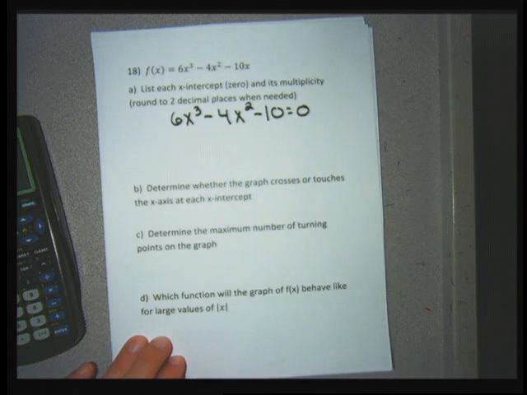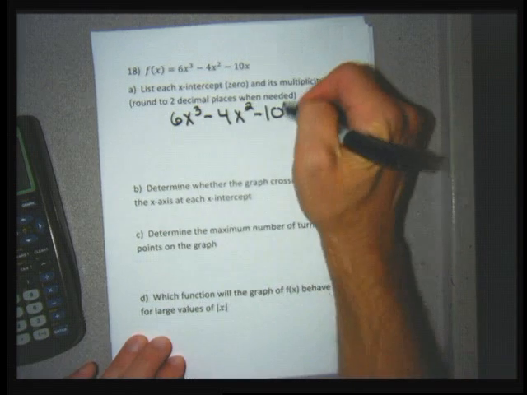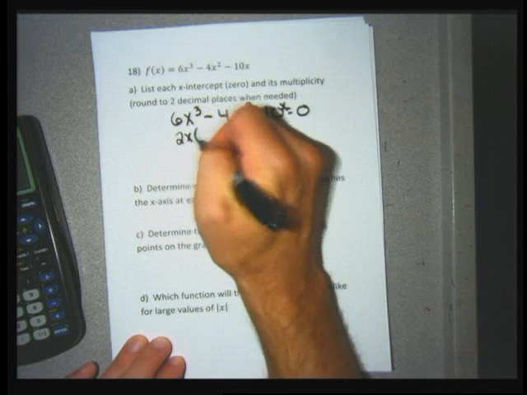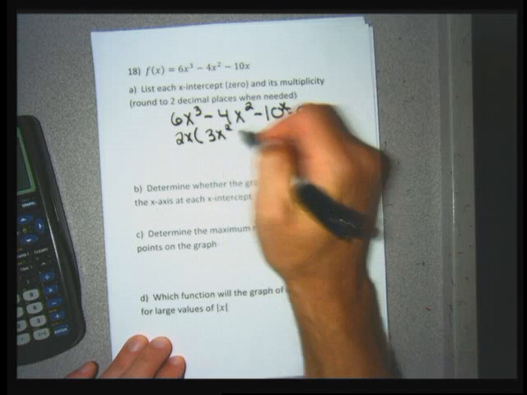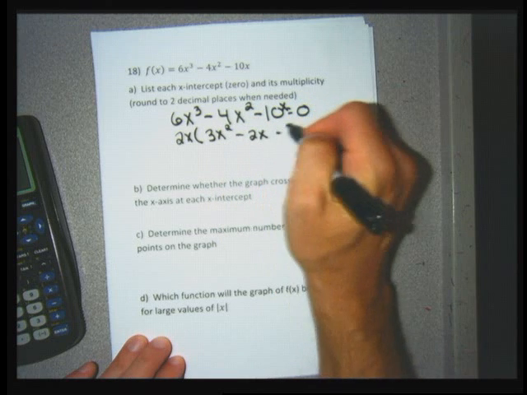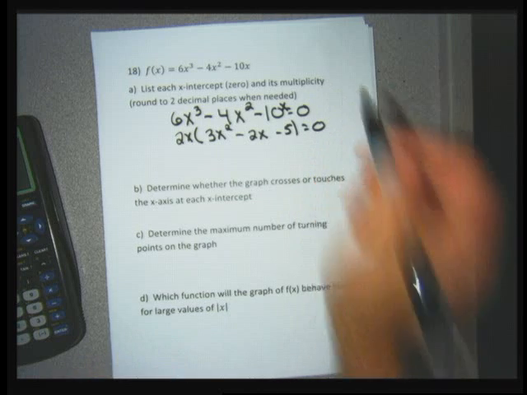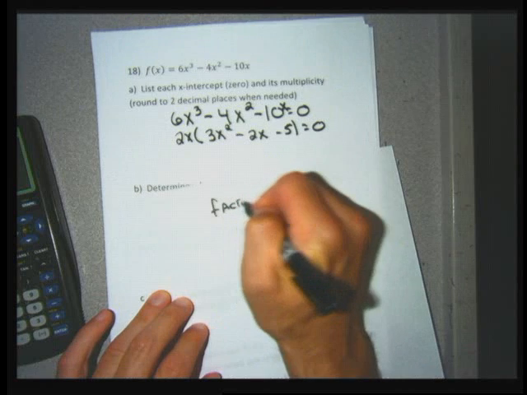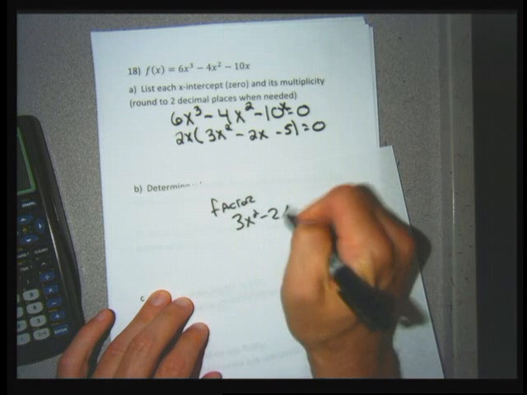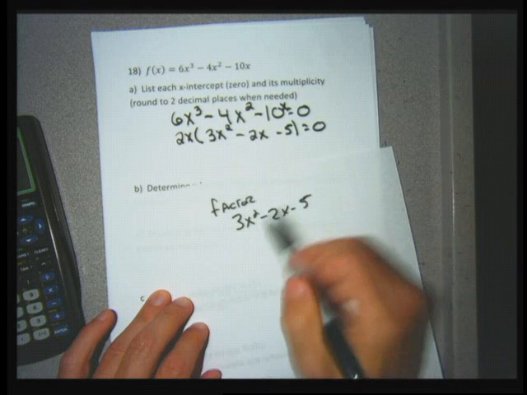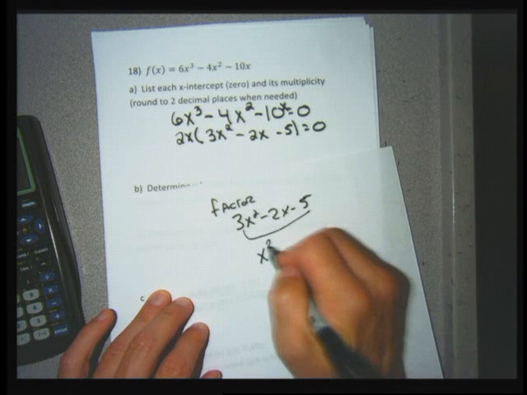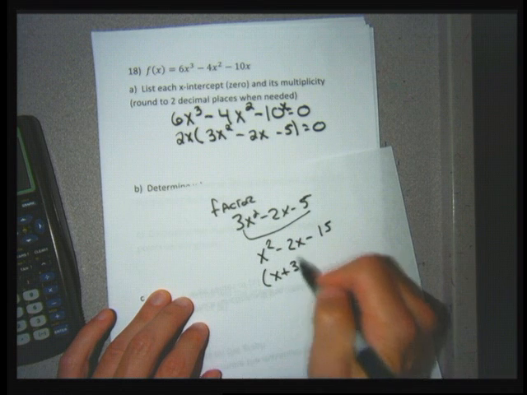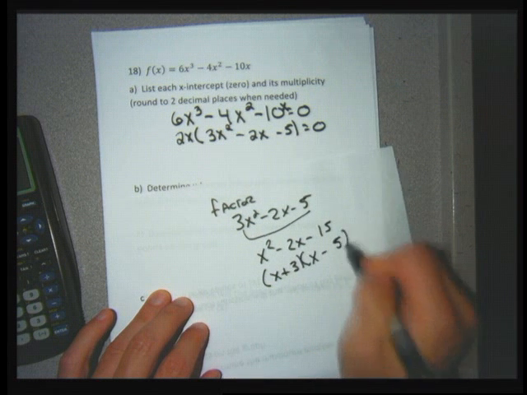Finding the x-intercept here, I take the function, set it equal to 0. Need to factor. I'm going to pull out a common factor of 2x. When I factor that out, I have 3x squared minus 2x minus 5 equal to 0. That's harder factoring, so just in case you can't do it, I'm going to factor this 3x squared minus 2x minus 5 using bottoms up. I'll multiply the 3 and the 5. Get x squared minus 2x minus 15. This factors into x plus 3 times x minus 5.